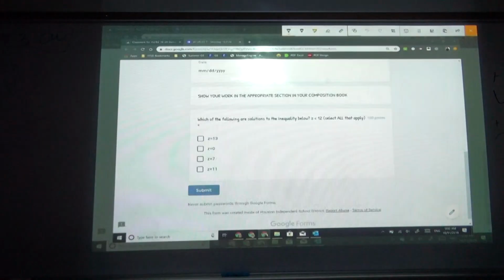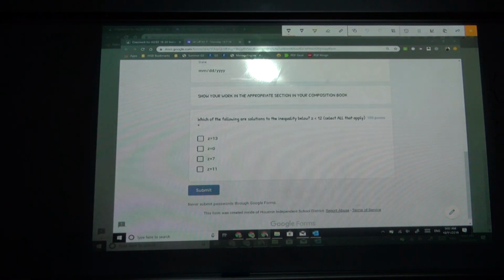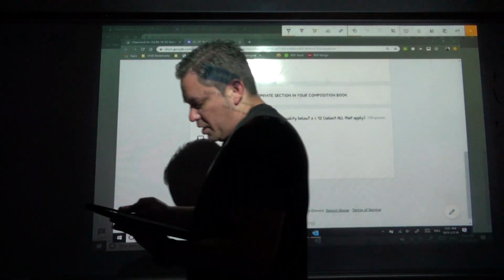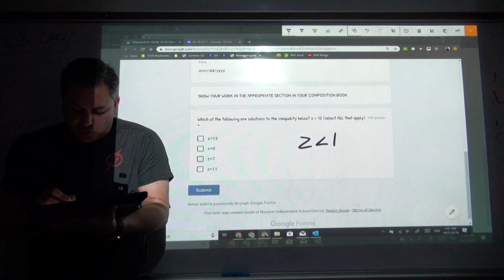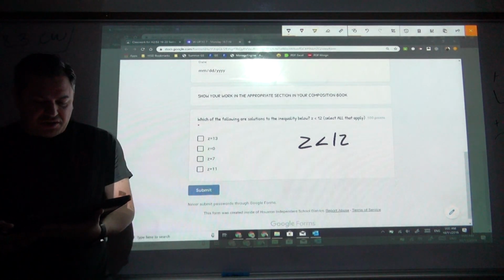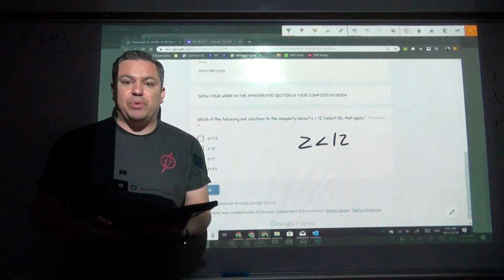So we have Monday. This is the one for Monday. It says, which of the following are solutions to the inequality below? And the inequality says C is less than 12. So which ones are the solutions? And you have to check all that apply.